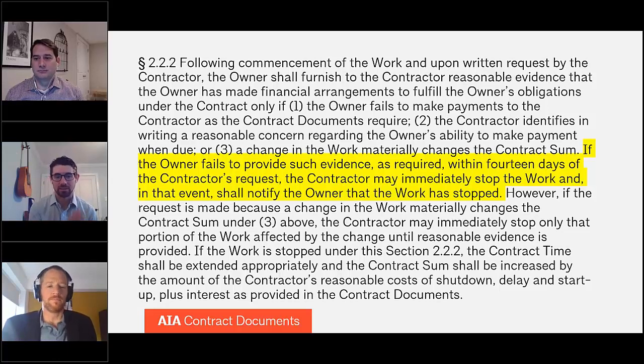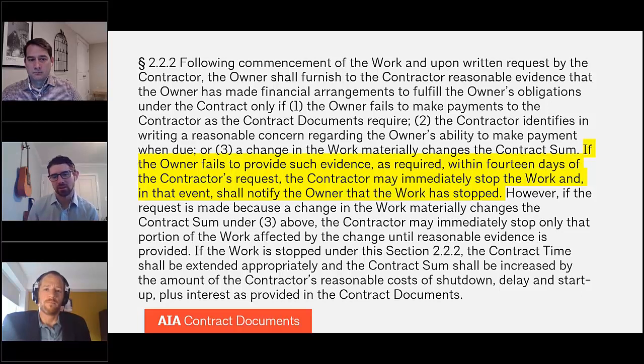So if the owner provides nothing, then of course it's failed to provide such evidence, and then the contractor, within 14 days, may immediately stop work. If you go to the other extreme and say the owner provides a dozen banker's boxes full of information, well, the owner's provided evidence as required, and everyone's good to go. But if the owner provides something in the middle, where no one in their right mind would think that it is reasonable evidence that the owner has made financial arrangements, then what happens?